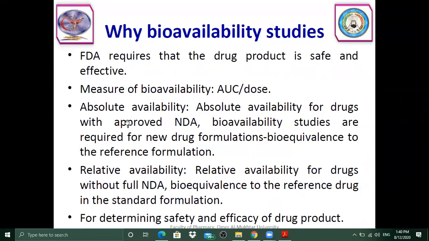Okay. What is relative bioavailability? Relative bioavailability is for drugs without a full NDA, so you don't require a full NDA for that. Basically, it's like a bioequivalence test. I have always been telling you this example: I am a company and I have made a paracetamol tablet, but Glenmark already has a paracetamol tablet available in the market. So what is relative bioavailability?